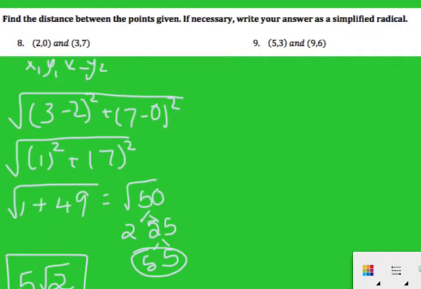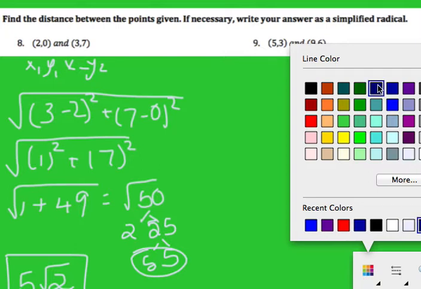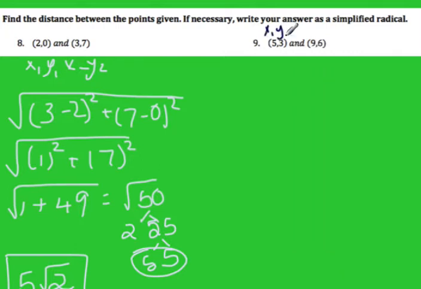Now let's do the same for number 9. So we have x1 and y1, x2 and y2. So I'm going to go ahead and plug that in.